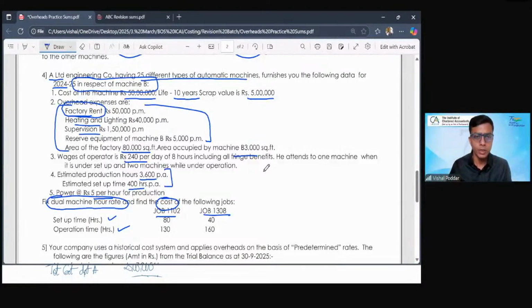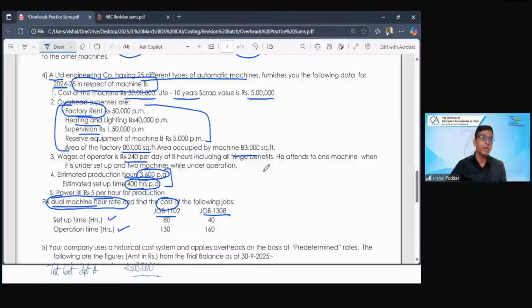Now, when you have to find out dual machine hour rate, it means there has to be two charging rates. Now, how do you find out two charging rates? The steps are the same. You find out total cost, but you now divide it by two different hours. One is the production hours and one is the setup hours. Here setup is also productive, and that is why we are dividing it separately and finding out a separate charging rate for setup.